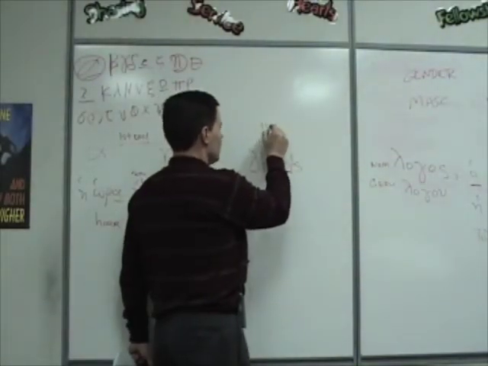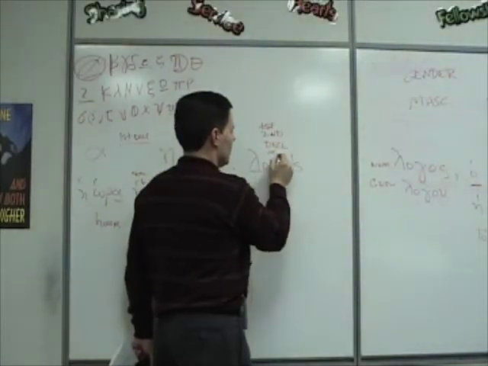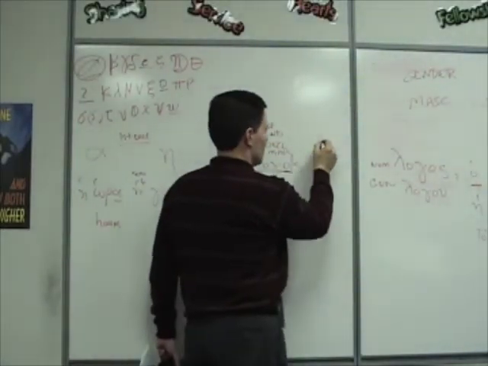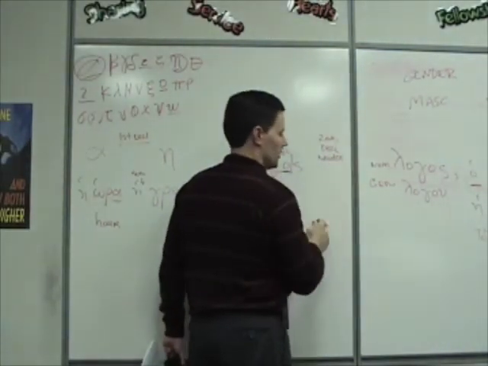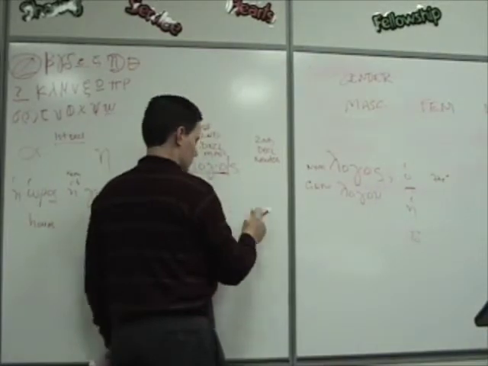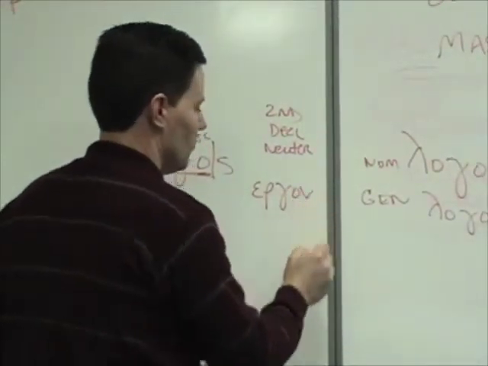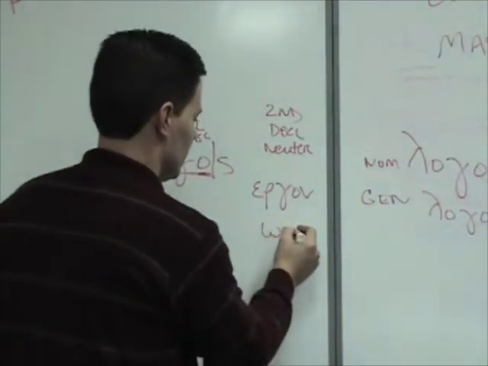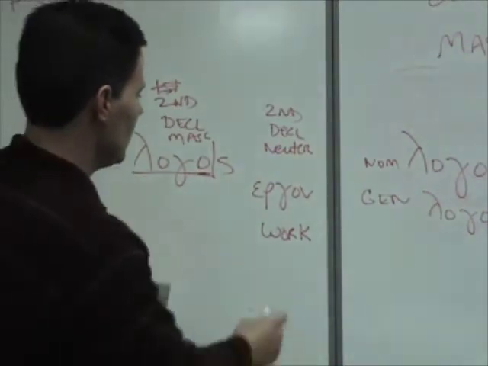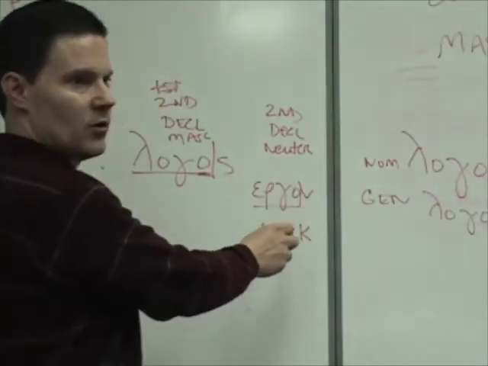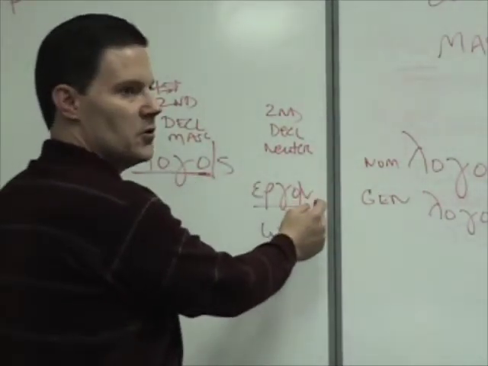And in the second declension, that's the masculine ending. You also have second declension neuter, which on the back page we have ergon, which means work. So here again, you've got the stem that ends in omicron, but in the neuter, the nominative ends with a nu instead of a sigma.